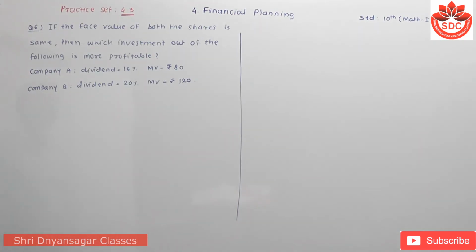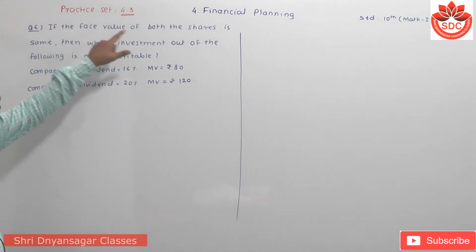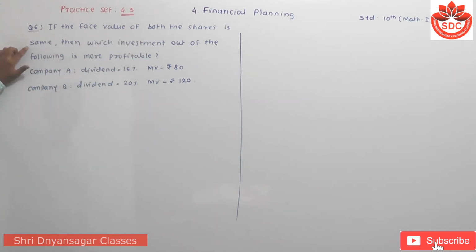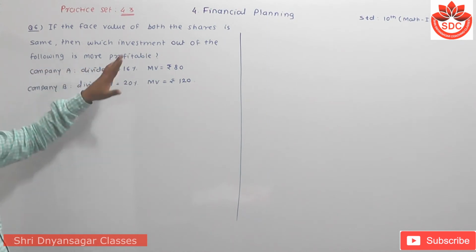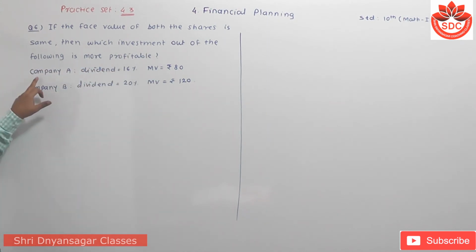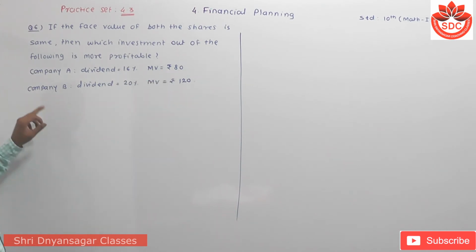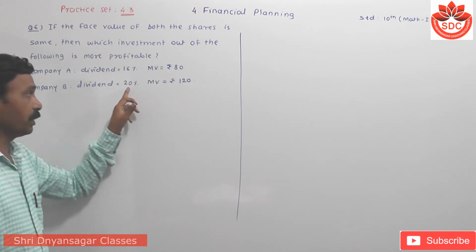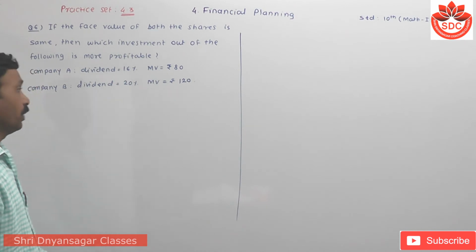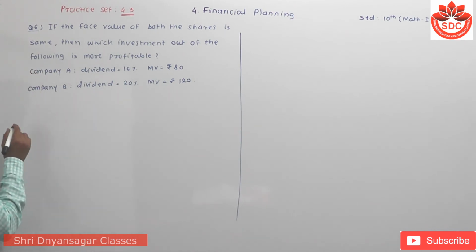Question number 6. If the face value of both the shares is the same, look here, face value of both shares is the same, then which investment out of the following is more profitable? For company A, dividend is 60%, market value is 80 rupees. Company B, dividend is 20% and market value is 120 rupees. Now, how to find out? Look carefully, its solution.